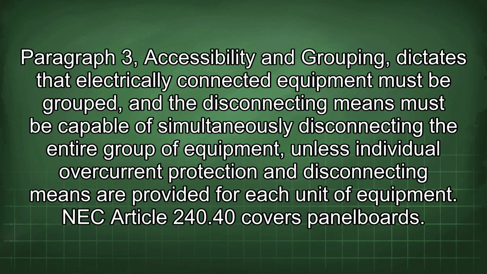Paragraph 3, Accessibility and Grouping, dictates that electrically connected equipment must be grouped, and the disconnecting means must be capable of simultaneously disconnecting the entire group of equipment unless individual overcurrent protection and disconnecting means are provided for each unit of equipment. NEC Article 240.40 covers panel boards.